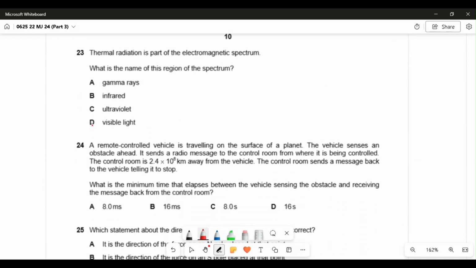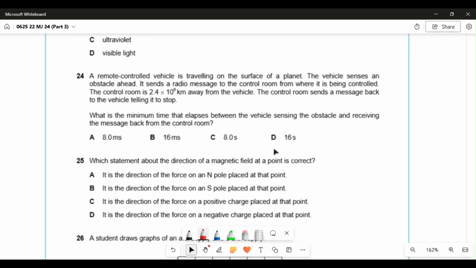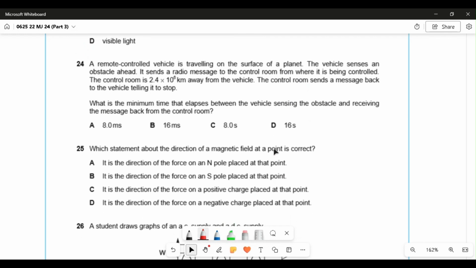23. The thermal radiation is a part of the electromagnetic spectrum. What is the name of the region? Infrared region. A remote controlled vehicle is traveling on the surface of a planet. The vehicle senses an obstacle ahead. It sends a radio message to the control room from where it is being controlled.